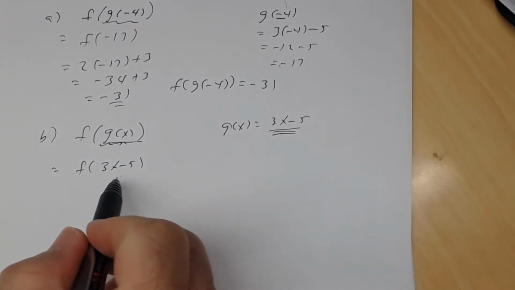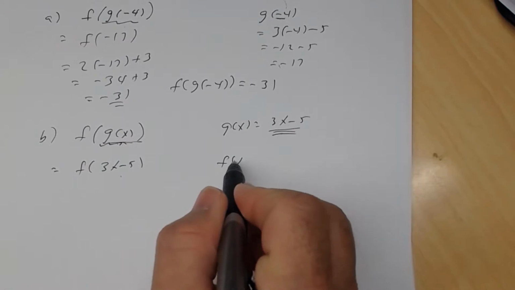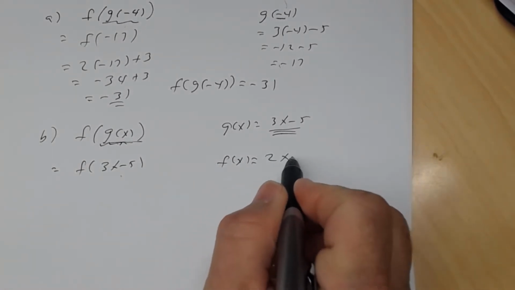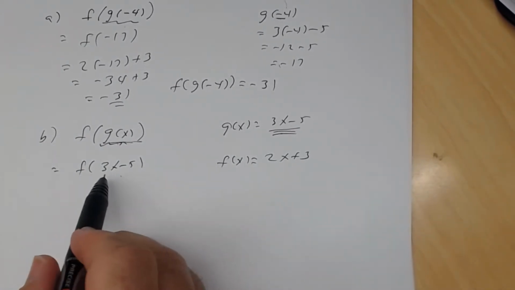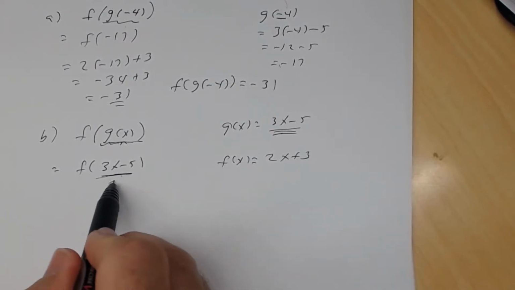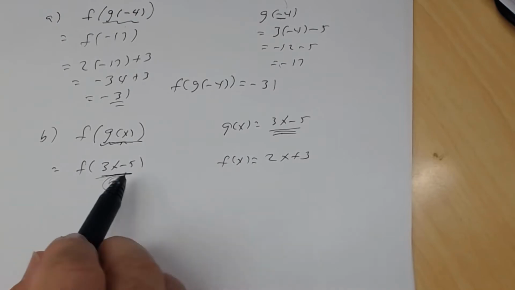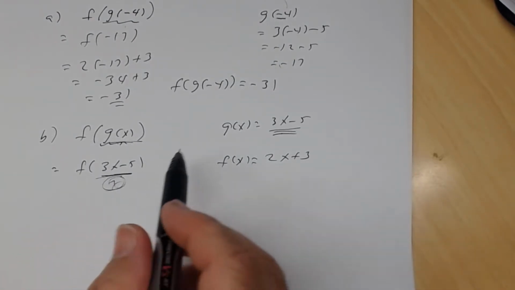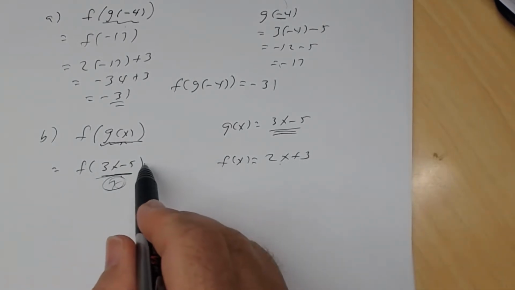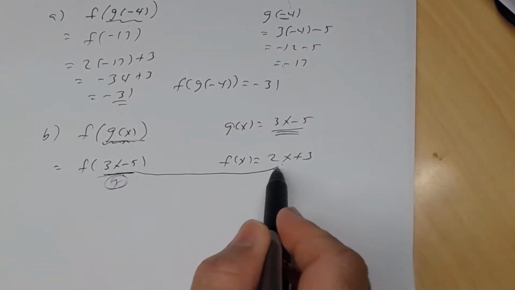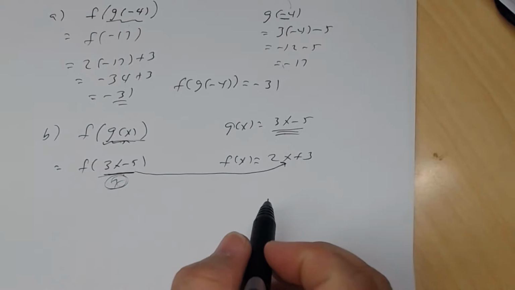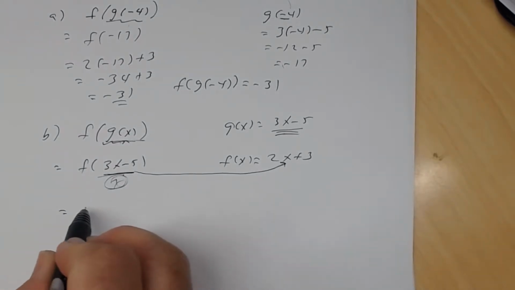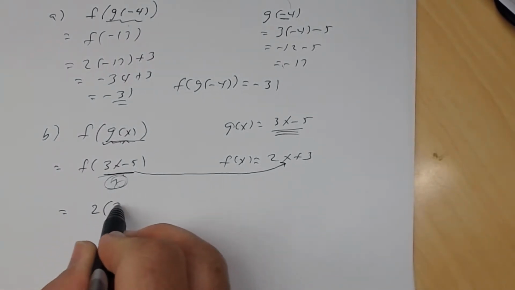Now I'm going to rewrite f of x. So f of x is 2x plus 3. Now listen carefully. Remember, this says where we see the variable x, you're replacing it with 3x minus 5. You're replacing the variable x with 3x minus 5. So right here, you're going to replace this x with 3x minus 5. So f of 3x minus 5 then becomes 2 times 3x minus 5.